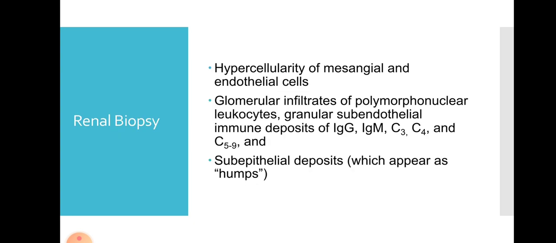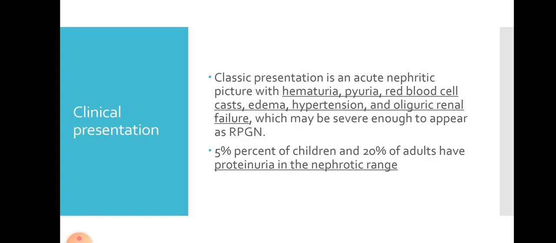When we do a renal biopsy, we see hypercellularity of mesangial and endothelial cells, and polymorphonuclear infiltrates. Then we also see granular endothelial immune deposits of IgG, IgM, C3, C4, C5 to 9. And as we have already discussed, the subepithelial deposits appear as humps.